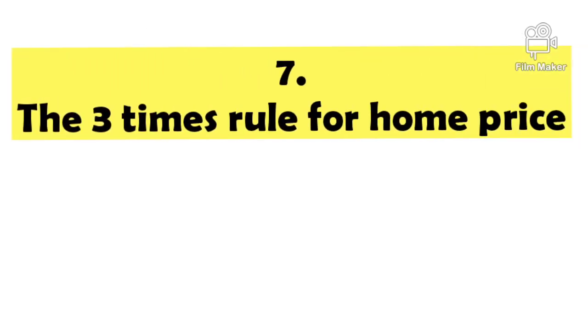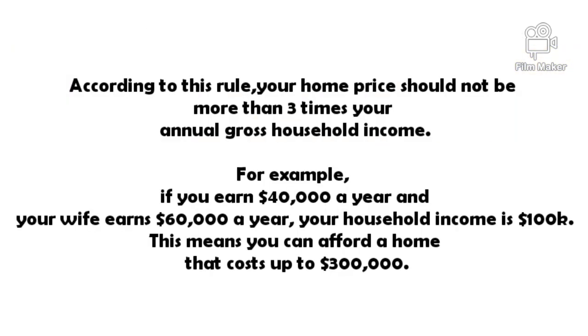Number 7. The 3 times rule for home price. The rule states that your home price should not be more than 3 times your annual gross household income. For example, if you earn 40,000 a year and your wife earns 60,000 a year, your household income is $100,000. This means you can afford a home that costs up to $300,000 and so on.